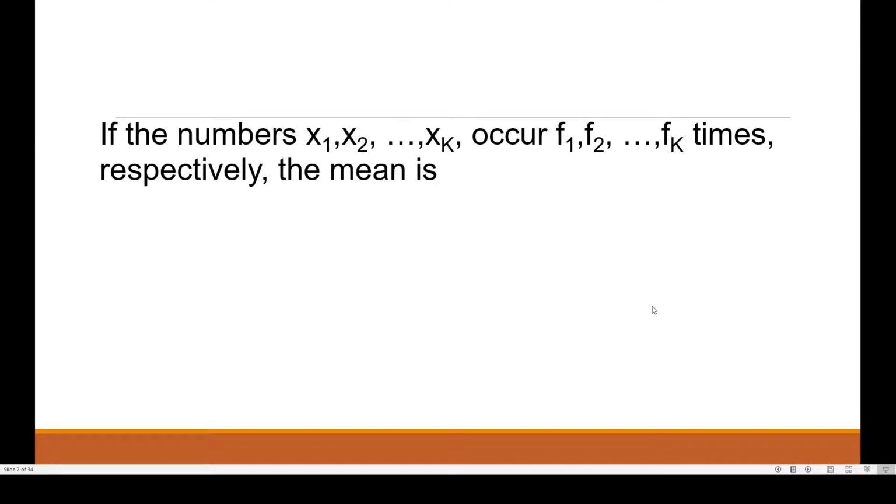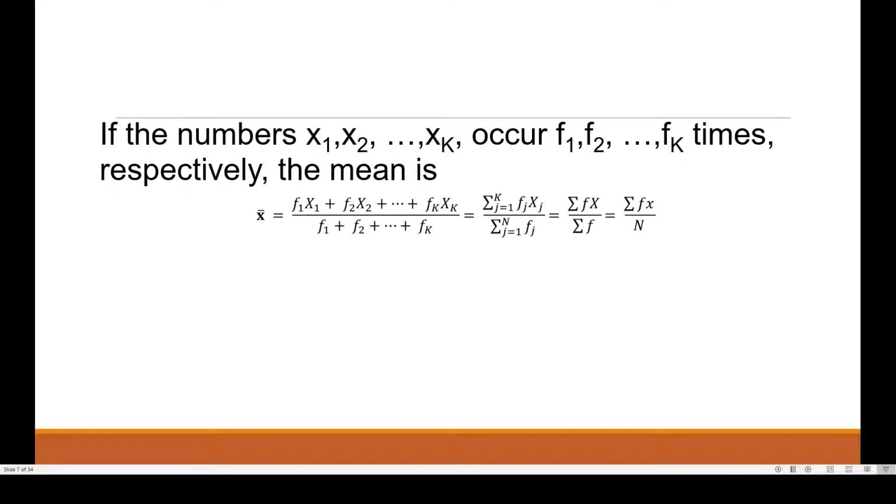89.25. If the numbers x sub 1, x sub 2, x sub k occur f sub 1, f sub 2, f sub k times respectively, the mean is f sub 1 times x sub 1 plus f sub 2 times x sub 2 until f sub k times x sub k over f sub 1 plus f sub 2 until f sub k, or simply this is the summation of f times x over n.